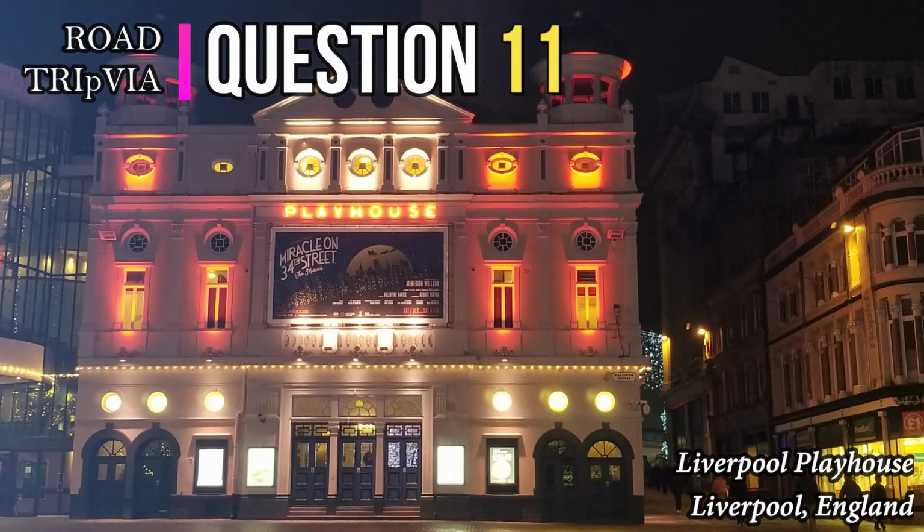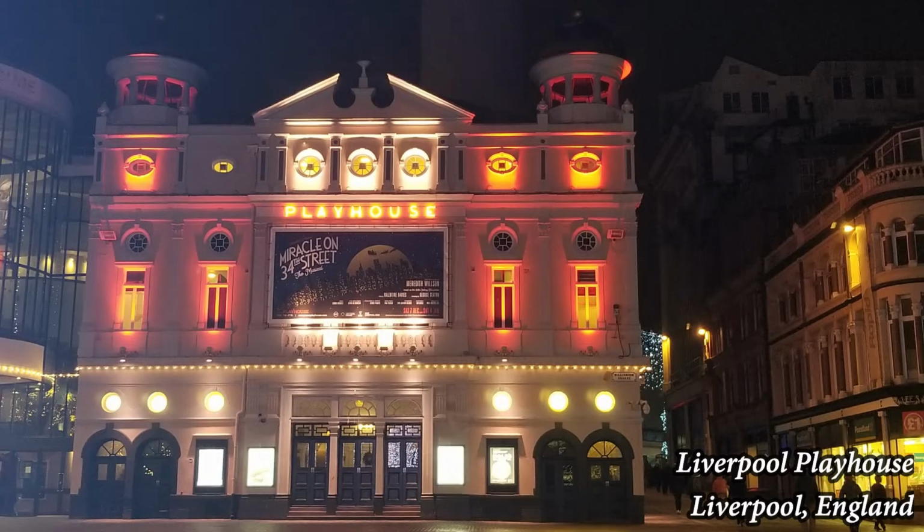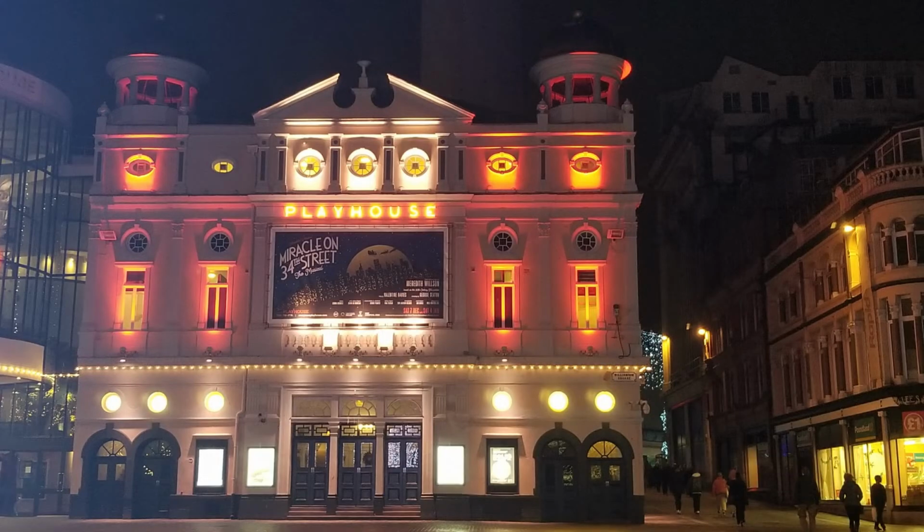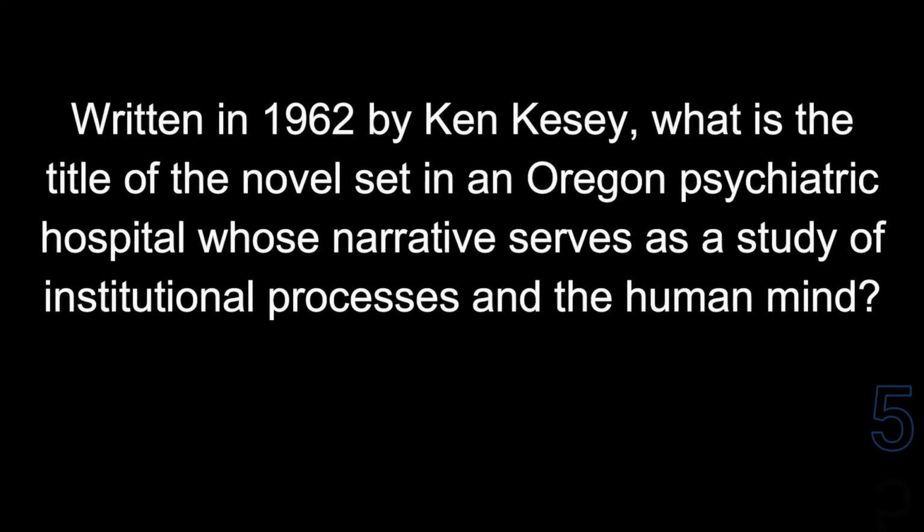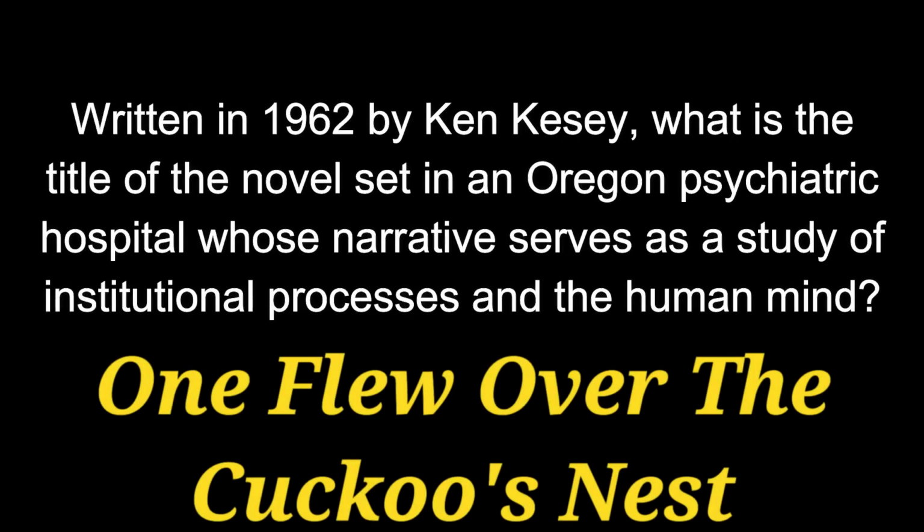Question 11. Written in 1962 by Ken Kesey, what is the title of the novel set in an Oregon psychiatric hospital whose narrative serves as a study of the institutional processes and the human mind? Ken Kesey wrote One Flew Over the Cuckoo's Nest.